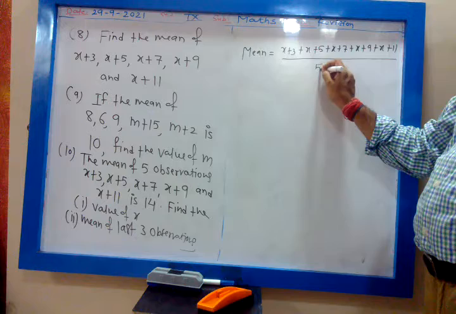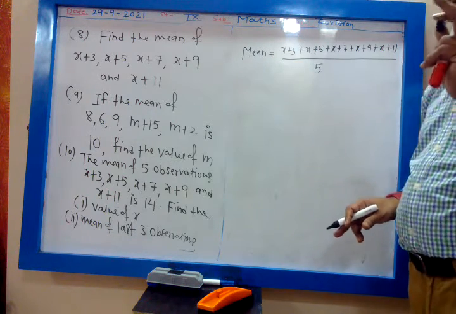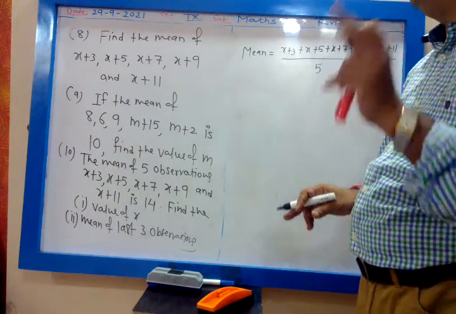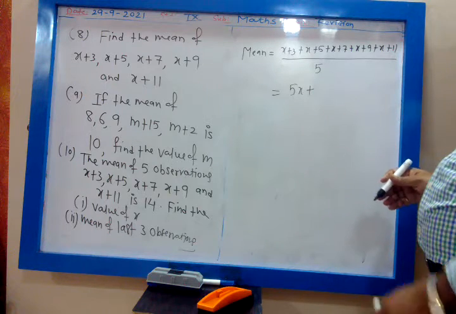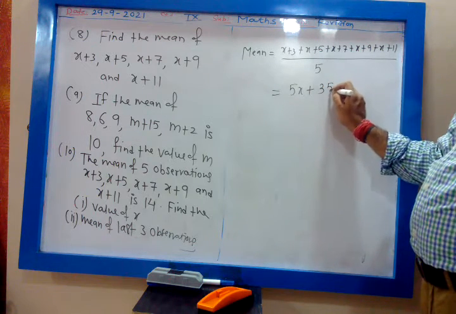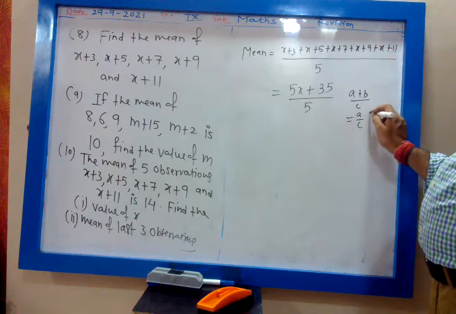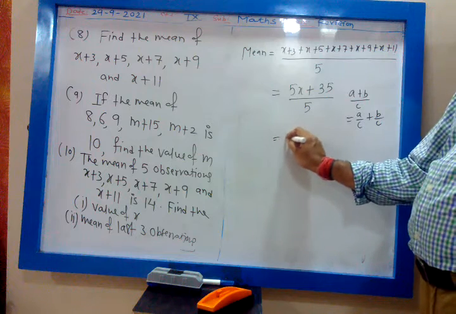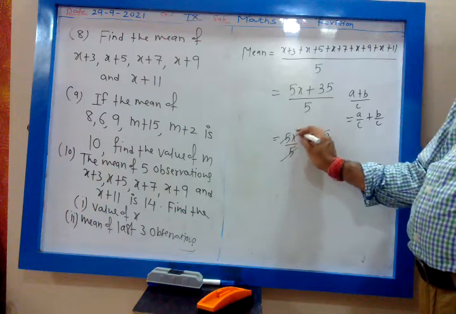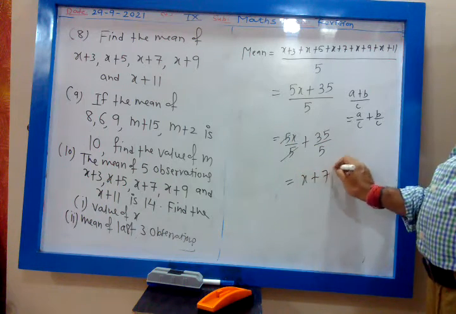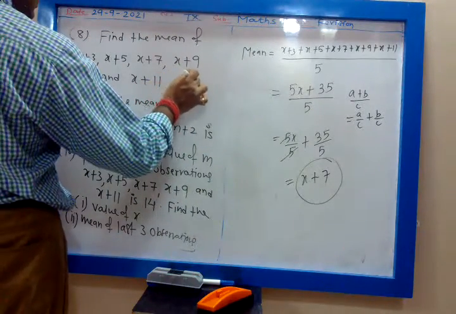See, some of the students take x plus 3 as 2 numbers, which is wrong. x plus 3 is 1 number, always remember. So 5x, 3 plus 5, 8 plus 7, 15 plus 9, 24 plus 11, 35. 35 divided by 5. Now a plus b divided by c, I can write a by c plus b by c. So this will be 5x upon 5 plus 35 upon 5. 5x upon 5, 5 get cancelled. That is x plus 7. Yes, all of you got same answer, x plus 7. Very good.